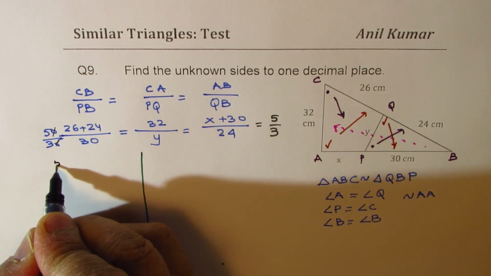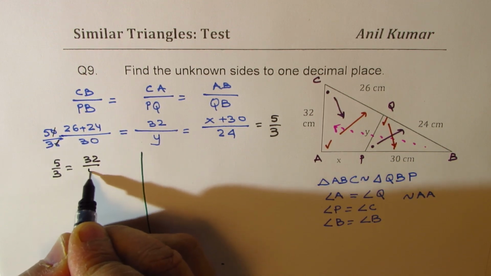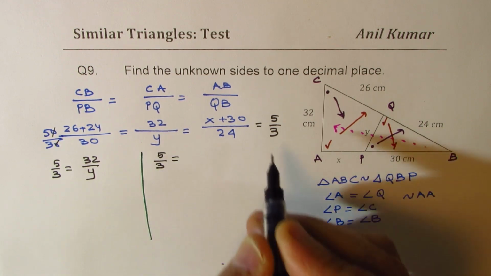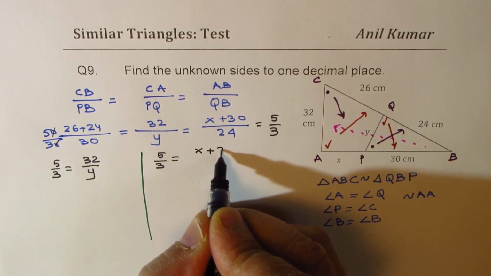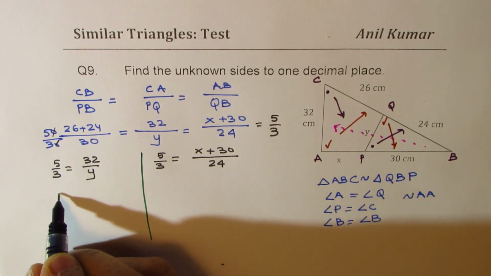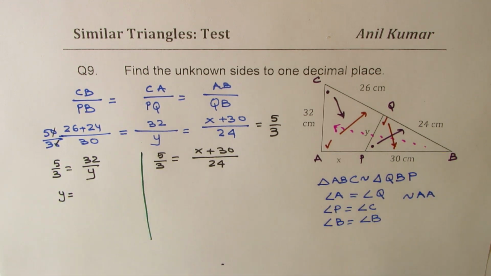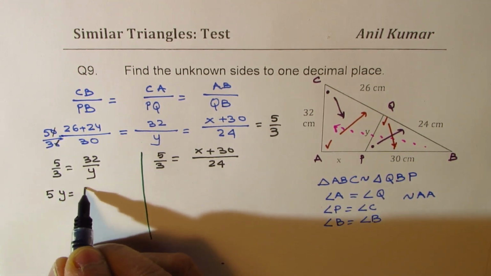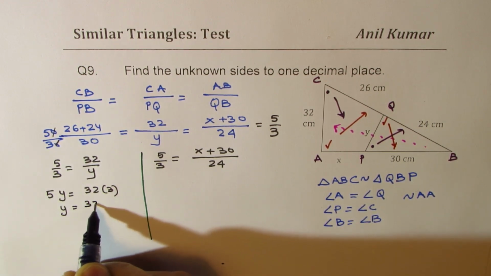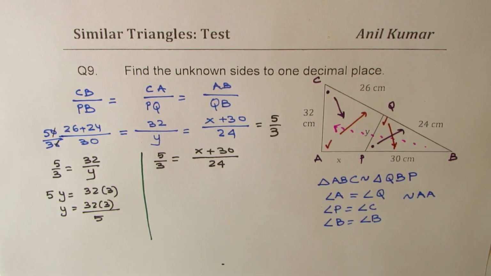One, which is 5 over 3 is equal to 32 over Y, and here we get 5 over 3 as equal to X plus 30 over 24. Is that clear? So cross multiply, Y comes here. So you could write this as 5Y equals 32 times 3, or Y equals 32 times 3 divided by 5. Or you could have written directly.